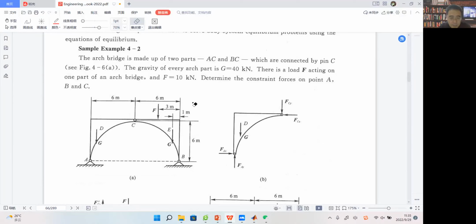So it lets us determine the constraint forces on the points A, B, C. So this is a typical and simple system. Can you guys understand that?